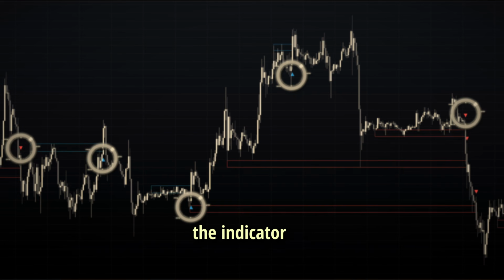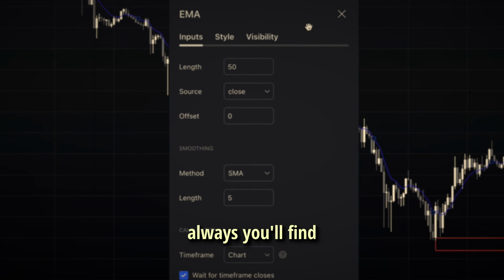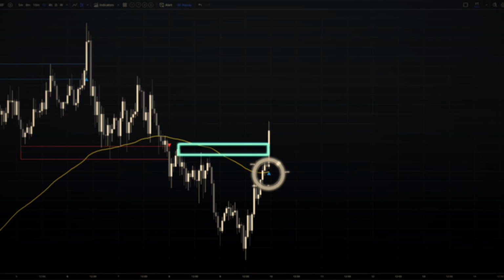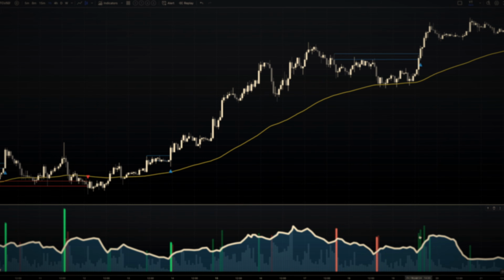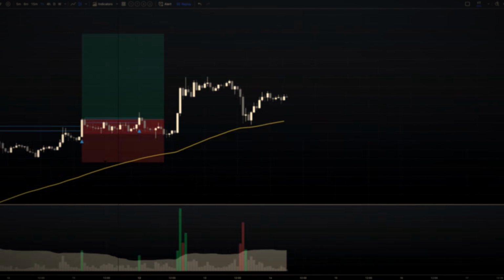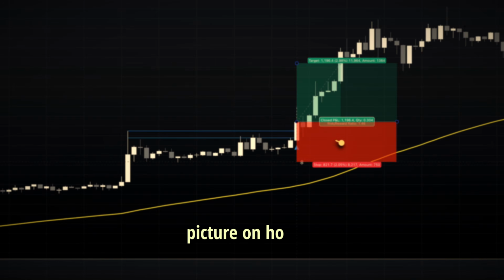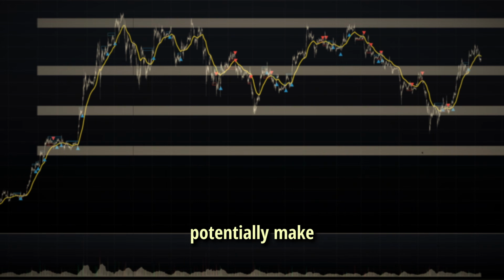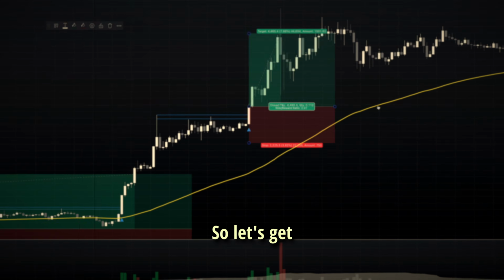We'll dive into all the indicators in detail, and as always, you'll find links to them in the video description. We'll also cover the strategy rules and potential pitfalls, so by the end of this video, you'll have a complete picture on how to use it and potentially make profit with it. So, let's get straight to it.